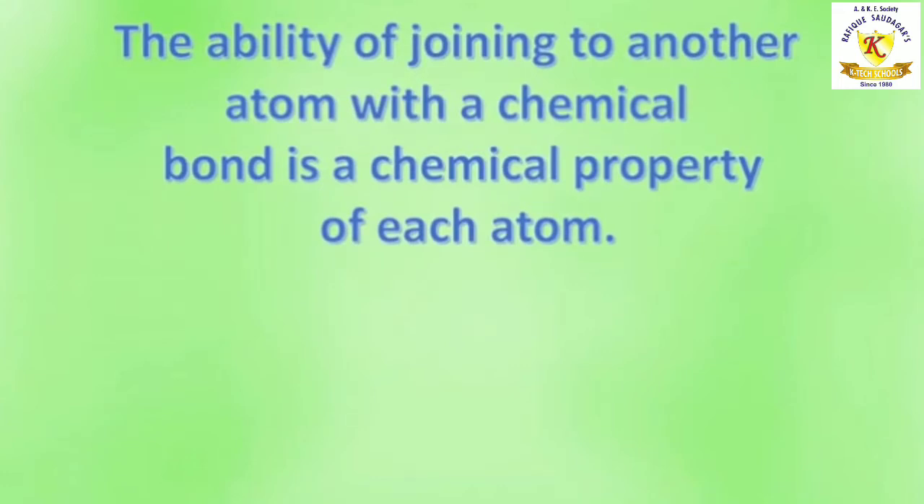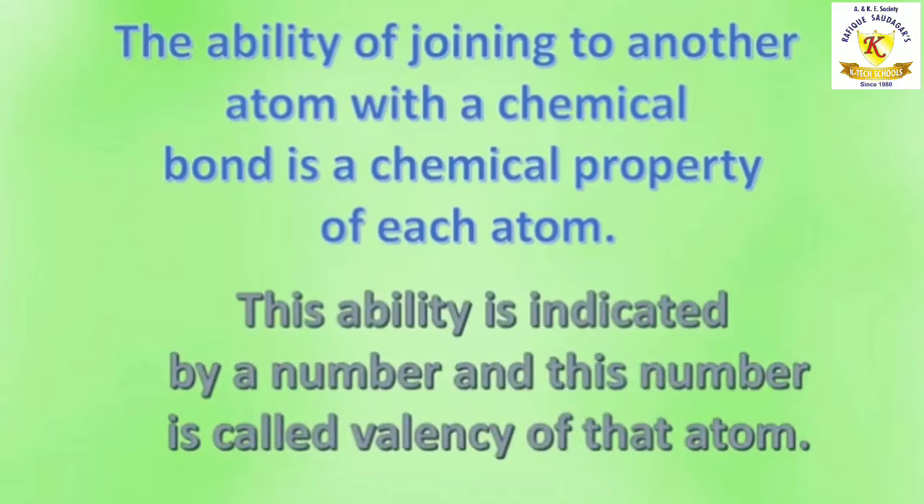The ability of joining to another atom with a chemical bond is a chemical property of each atom. This ability is indicated by a number, and this number is called the valency of that atom. Understanding, children?